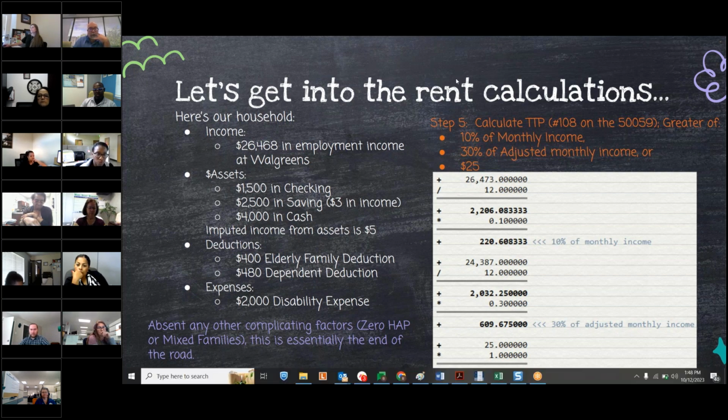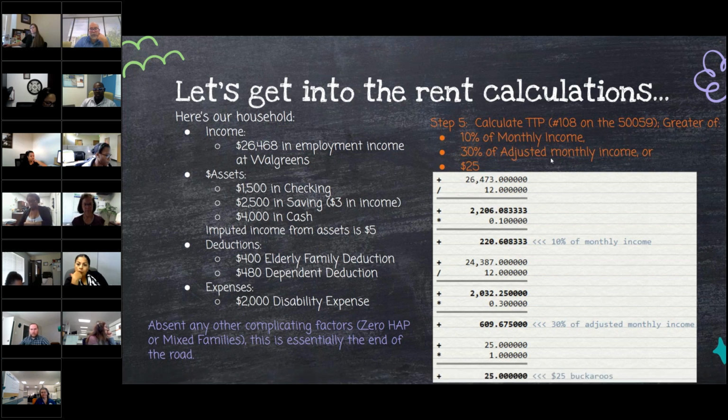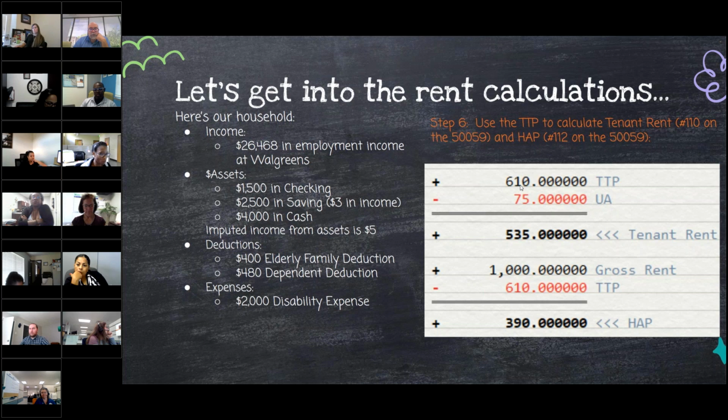It can get more complicated from here, which we'll talk about in a second with zero HAP or mixed families. But once we have that 610, we're almost all the way there. That 610 is the TTP. When you subtract the UA, that gives you the tenant rent. So that's the calculation for how tenant rent is determined, TTP minus UA. To determine the HAP amount, it's the gross rent minus the TTP. Both gross rent and UA can be found on the rent schedule.